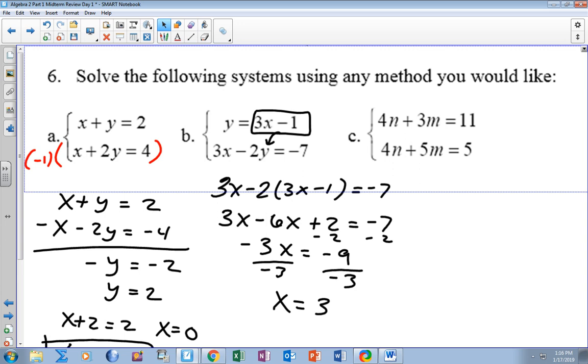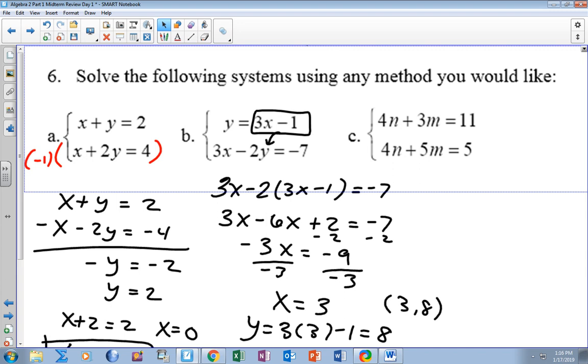And then you just plug it back in to where y equals. So y equals 3 times 3 minus 1. That gives me 8. So the solution would just be 3, 8. But like I said, if you solve by elimination, you would have gotten the same thing, just faster, right? Because you could have just moved the 3 over and eliminated it and then divided. So it would have been 2 steps instead of 4.